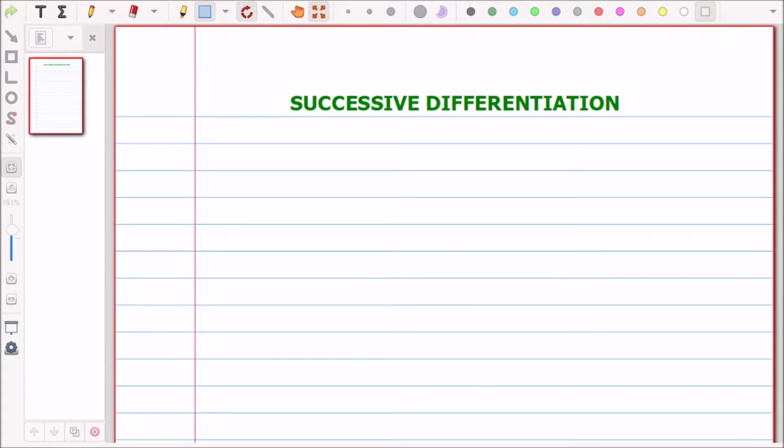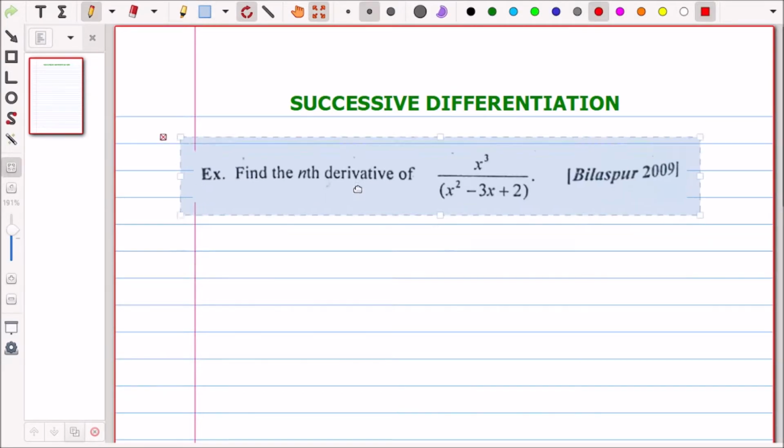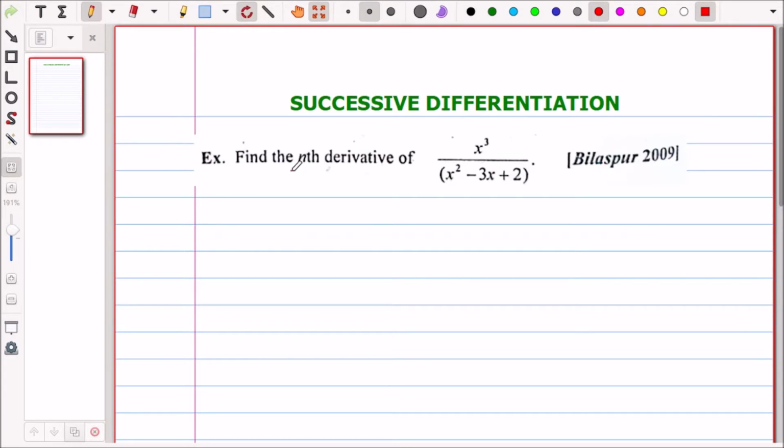This question is of the type of partial fraction. We will be given some partial fraction and we will have to find its nth derivative. So we have to find the nth derivative of this function. How to proceed with this? We have seen the formula for ax plus b to the power m, but this is not of this form. So somehow we have to bring this into this form, right?